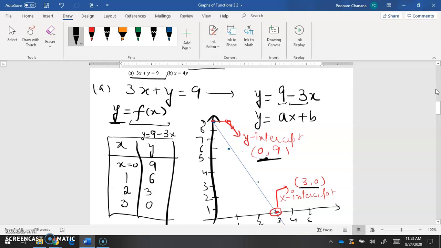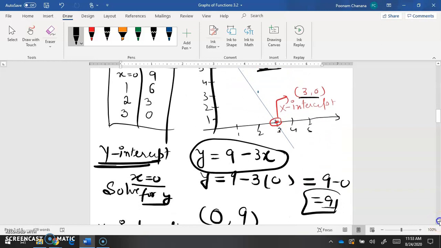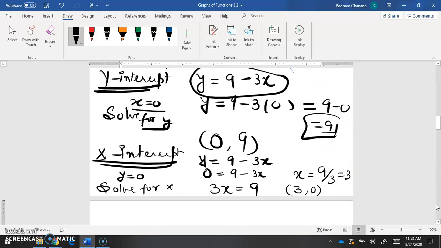But this was graphically, we could just see it. But if we have to use algebra to solve it, we can use this method. So you have to remember, for finding the y-intercept, you have to plug x equal to 0 and solve for y. For finding the x-intercept, on the other hand, we have to put y equal to 0 and solve for x.